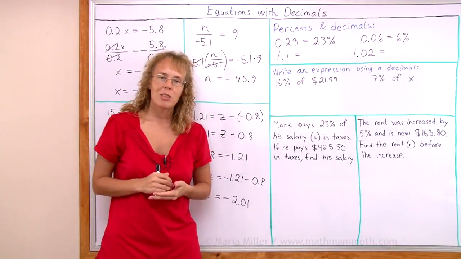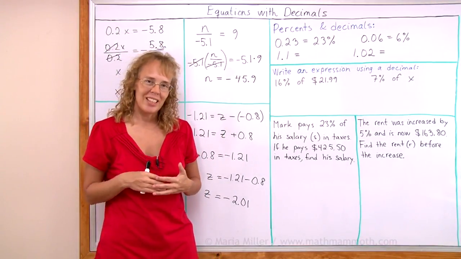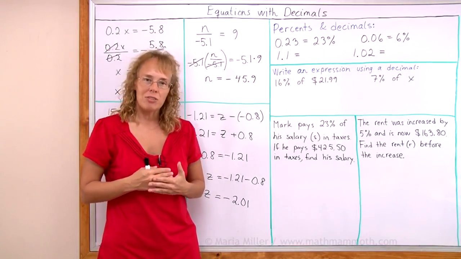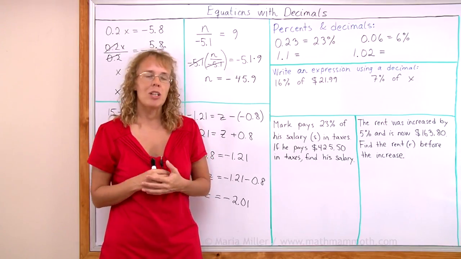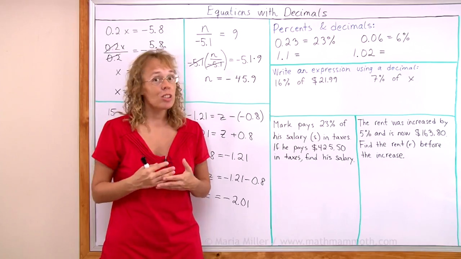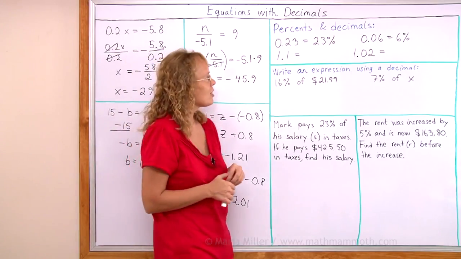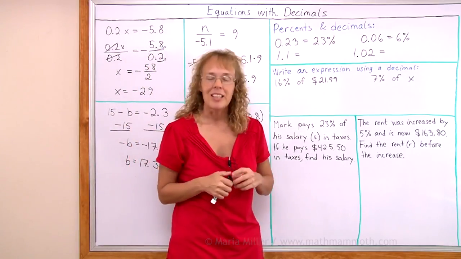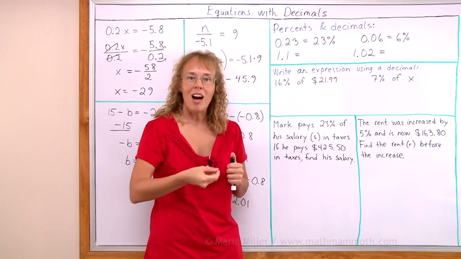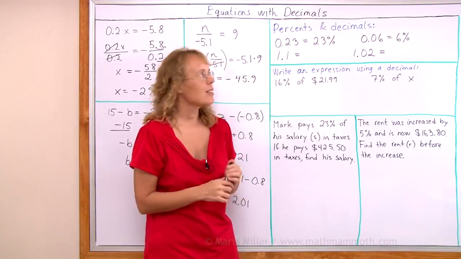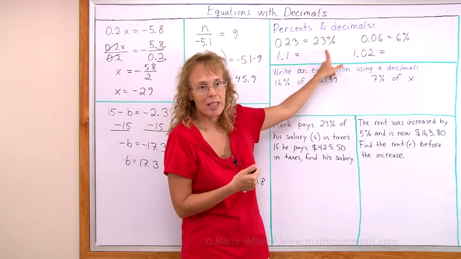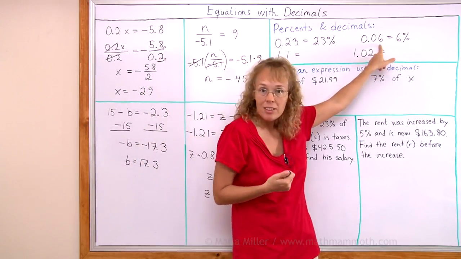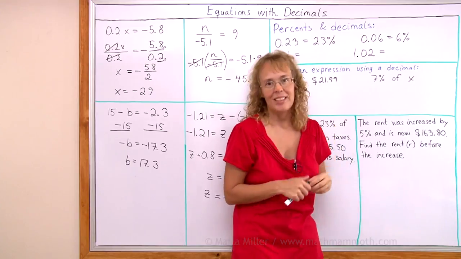Now, for the rest of the lesson, we're going to do something with percents, because percents often are written with decimals, and so some percent situations lead into equations with decimals. First, a little review about percent. Percent means per hundred or hundredth part. So, for example, 23 hundredths is 23%, or 6 hundredths is 6%.